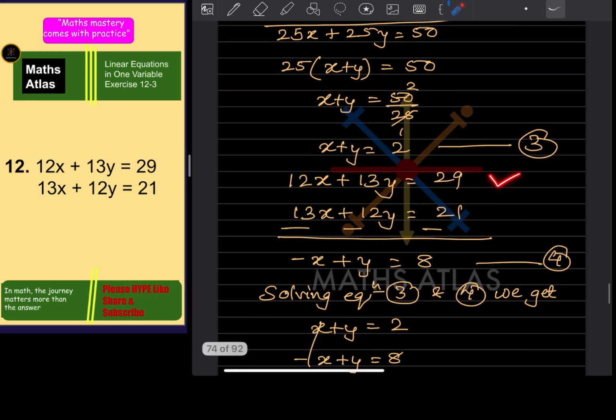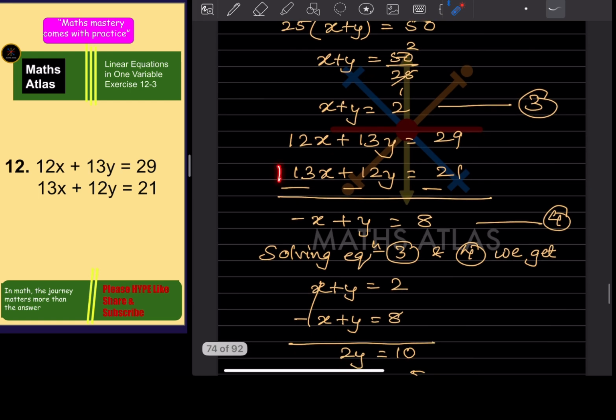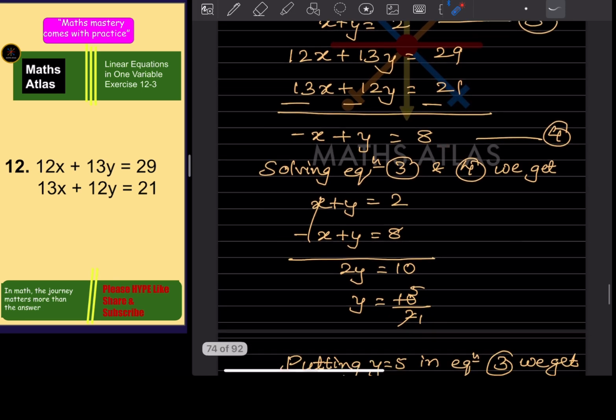Again for this one, you are going to get two equations. This is plus or minus, plus minus, plus minus. So here will be minus x. Here plus 13 minus 12 is going to be plus y. And this will be 29 plus 29 minus 21. That is going to be 8. So this will be equation number 4.